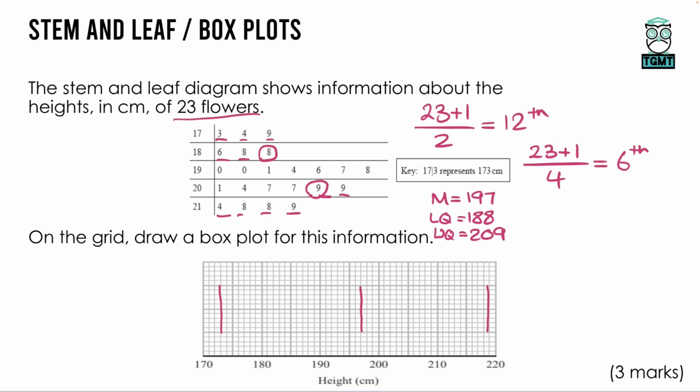So plotting those on, we have 188, which is 2 before 190. And we have the 209, which is 1 before 210. And then there we go. We can join this together, and that's what our box plot looks like. And there we go, there is drawing a box plot and using a stem and leaf to find different averages.